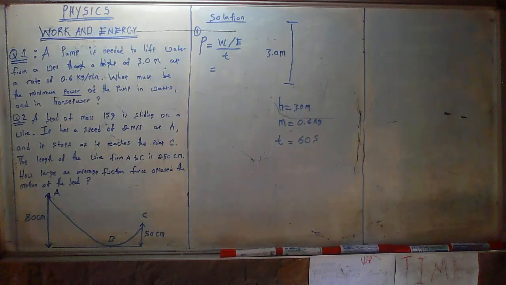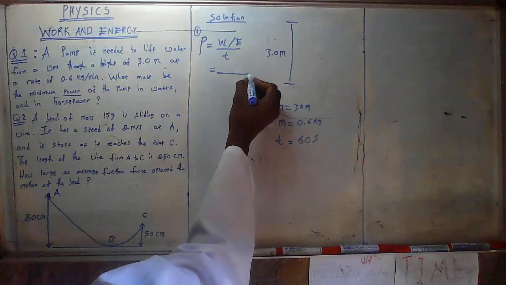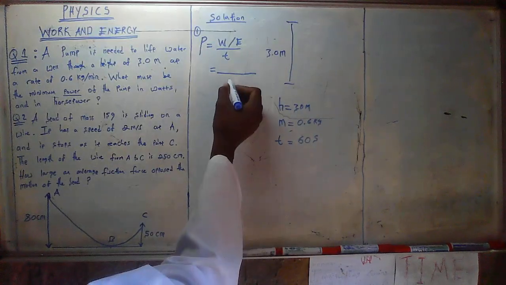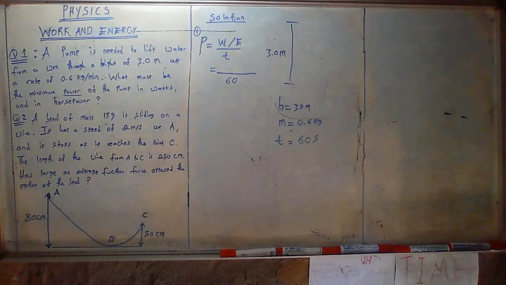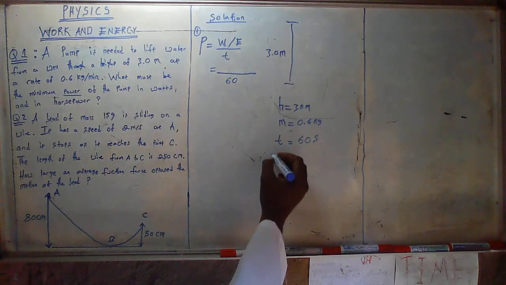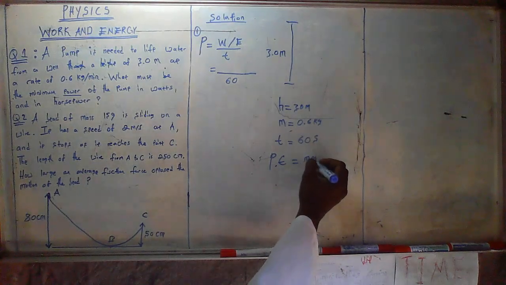All right, amazing. So what is the time? The time is 60. But what about the work? The work is the same as energy. In this case, what type of energy is this? This is the potential energy, gravitational potential energy, which is given by mgh.